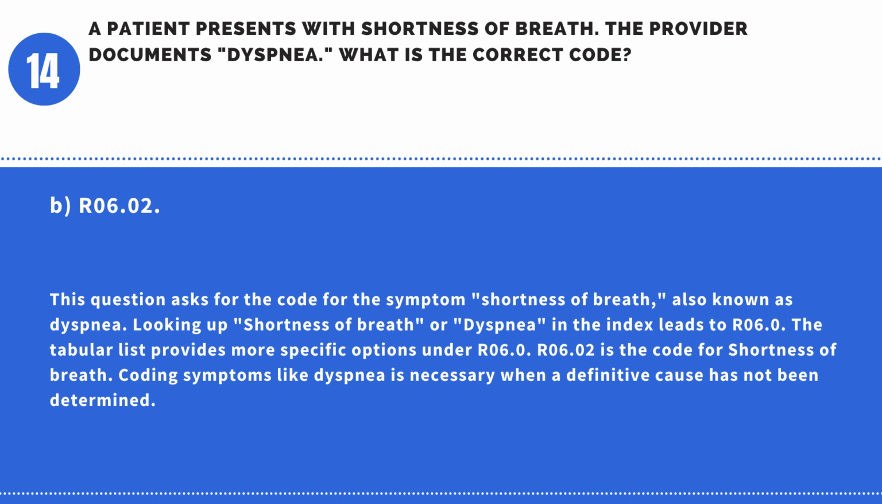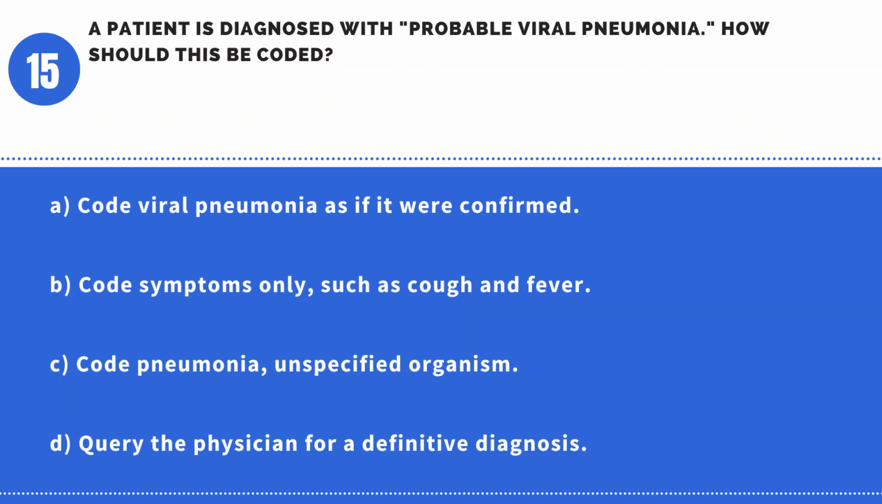Looking up shortness of breath or dyspnea in the index leads to R06.0. The tabular list provides more specific options under R06.0. R06.02 is the code for shortness of breath. Coding symptoms like dyspnea is necessary when a definitive cause has not been determined. Question 15. A patient is diagnosed with probable viral pneumonia.